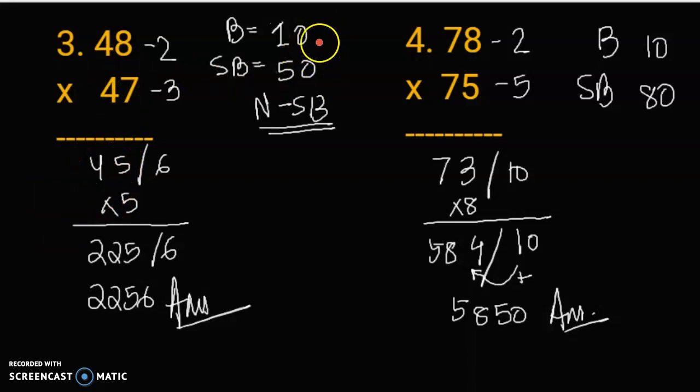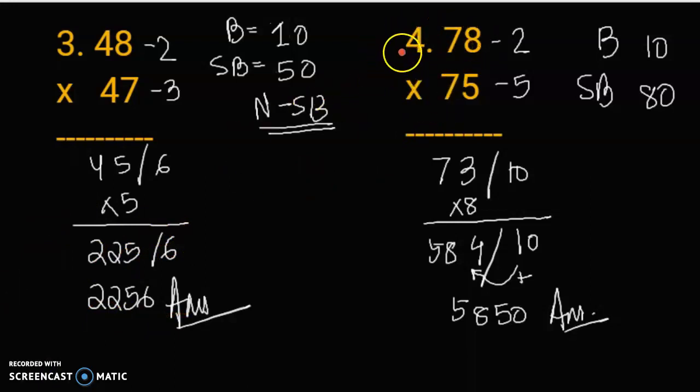Now, as the sub-base is 5 times the base, you multiply here by 5. So 45 times 5 gives you 225, and 6 here. Now, as our right hand side part has just one digit, we don't need to make any adjustment, we simply need to write these. So 2256 is going to be the answer. I hope the steps are very much clear.